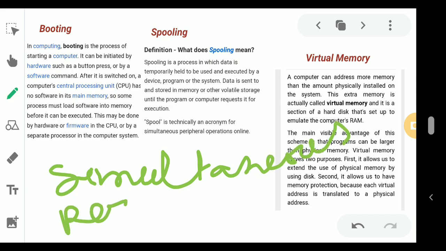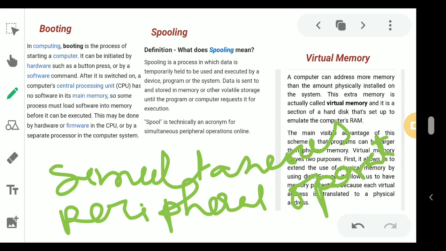So spooling stands for simultaneous peripheral operations online. This is the full form.